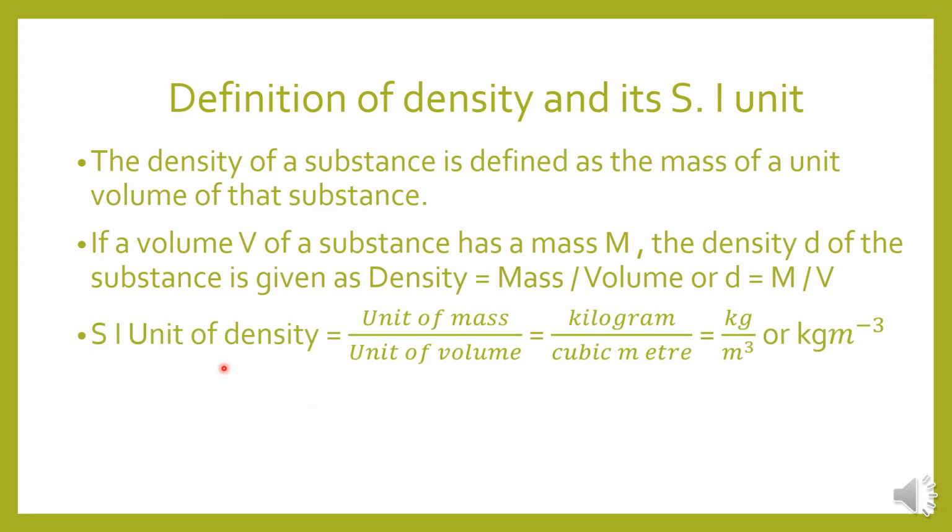Now what is the SI unit of density? We can find the SI unit of density from its formula. Density equals mass upon volume, so the unit of mass divided by the unit of volume. What is the SI unit of mass? The SI unit of mass is kilogram, and the SI unit of volume is cubic meter. Many times I have told you. Kilogram per meter cube. Children, you can see here I am writing kilogram divided by m cube.